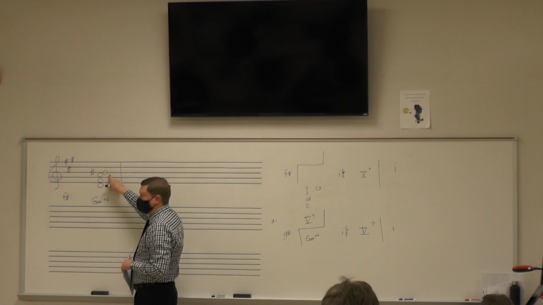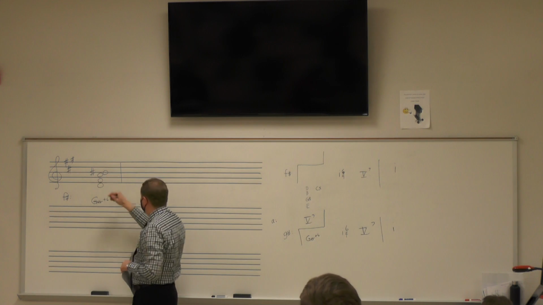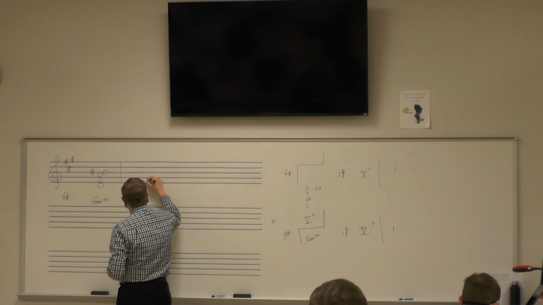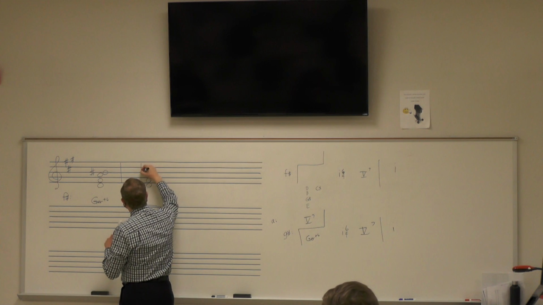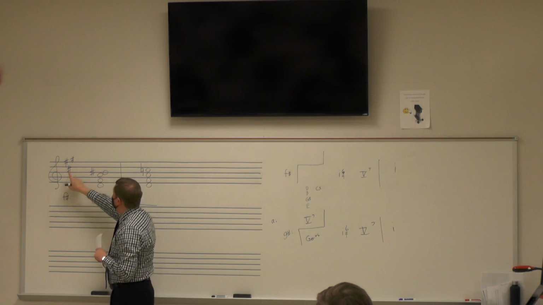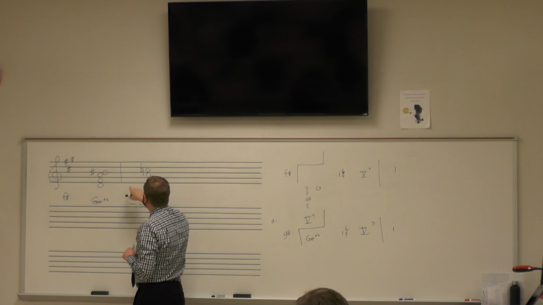So if I respell B sharp enharmonically, what note do I play? C natural, that's right. So all the other pitches stay the same, D, F sharp, A, but I have to put an accidental on here, because otherwise it would be C sharp from the key signature.